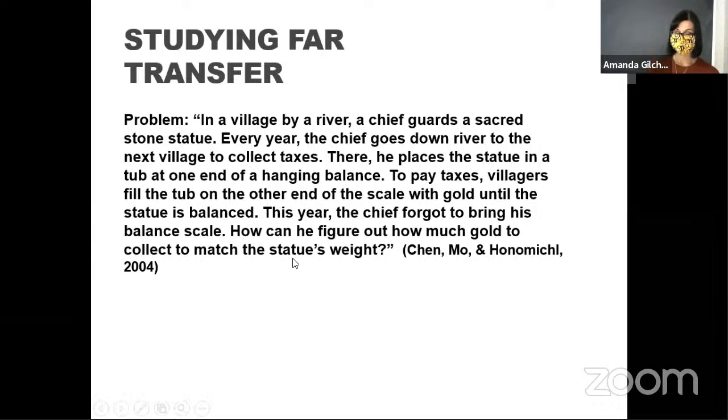So what you have to do, you got to take the tub, put it in the river, put the statue in the tub, and mark the water level on the outside of the tub to show how much water has been displaced. Then take that tub back and fill it with gold until it reaches that line, where it would be displacing the same amount. So you basically put the gold in the tub until it hits that mark once it's in the water. So you basically use water displacement to help you solve it.